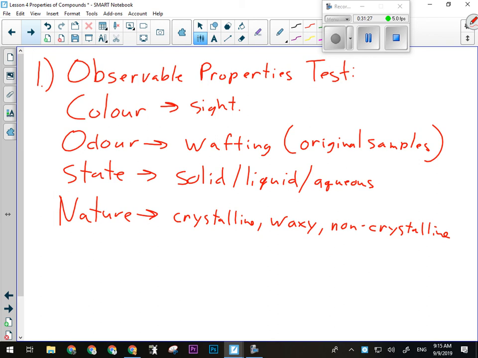So when you are describing how to do the observable properties test in your procedure, these are things that you want to explain. It'll probably be like step 3: perform the observable properties test by A, recording the color of the compound; B, wafting the original sample and noting any strong odors; C, looking at the state, is it solid, liquid, or gas; looking at the nature of the material, is it crystalline, waxy? Record all of these pieces of information.